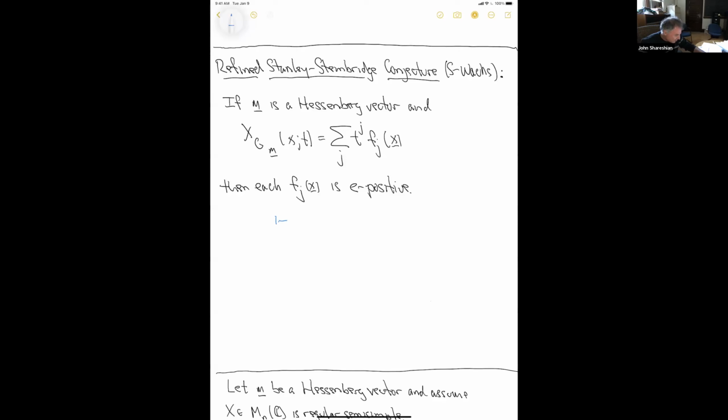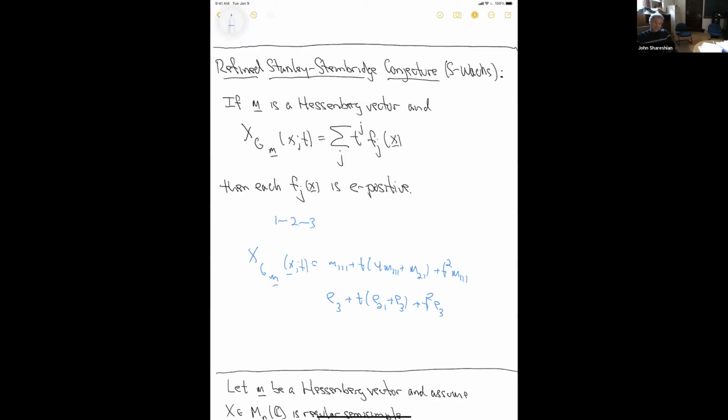And just for our example before, we already calculated what this looks like. This was M111 plus T times 4M11 plus M21 plus T squared M111. And this is nothing but E3 plus T times E21 plus E3 plus T squared times E3.